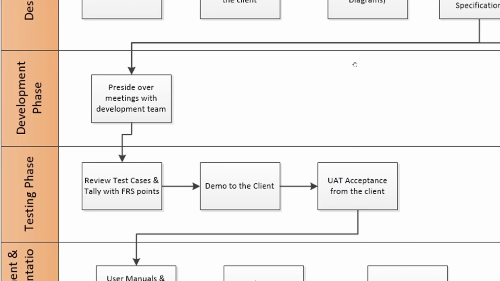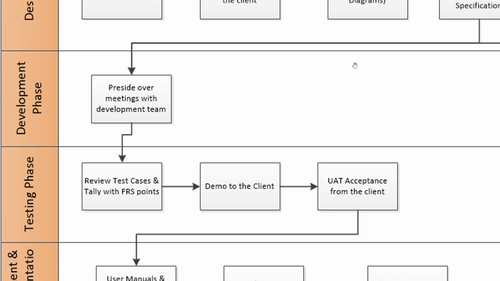So then finally comes the testing phase. Before the testing phase, the developers do the unit testing. Then comes the testing phase, where the testing team will write the test cases. You need to review that the test cases incorporate all the positive and negative scenarios and whatever has been mentioned in the FRS points. Finally, after you review the test cases, you yourself do the functional testing part.